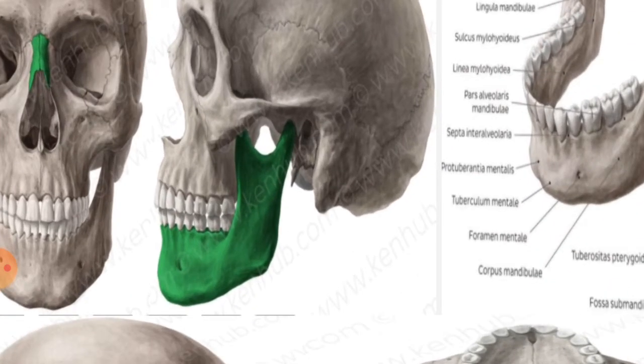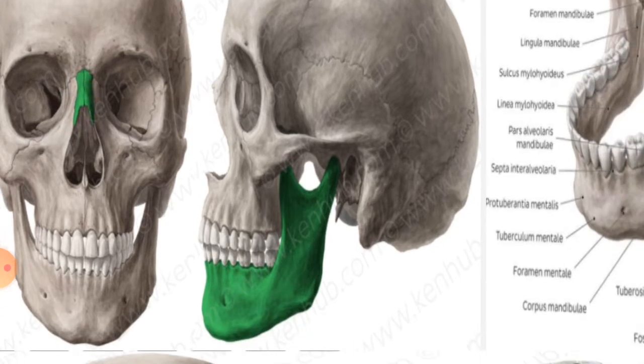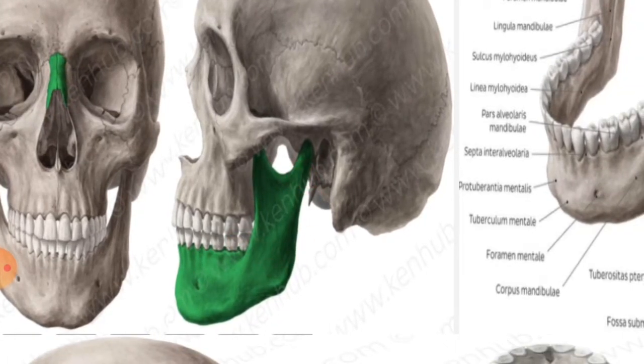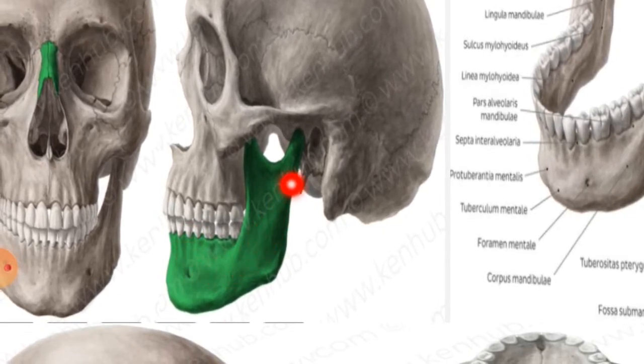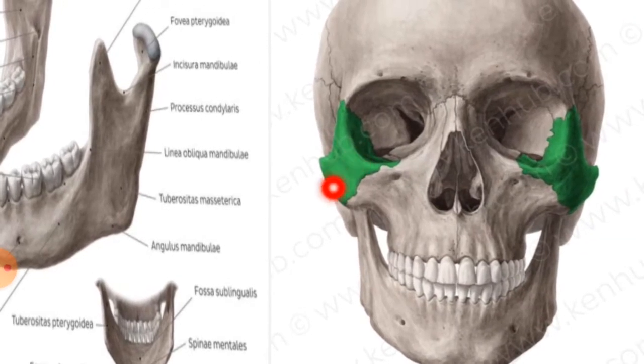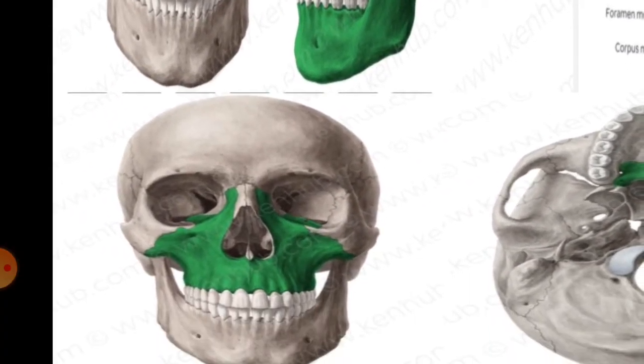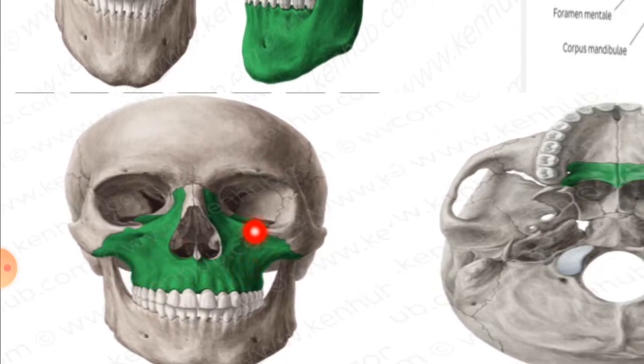Okay, so these are the bones of the face. These are the two nasal bones joined in the midline. This one is your lower jaw, the mandible, and this is the only movable bone in your skull, which helps in chewing and speaking. And this one here is the zygomatic bone, the bone of your cheekbone. This is the maxilla, and this is the bone of your upper jaw.